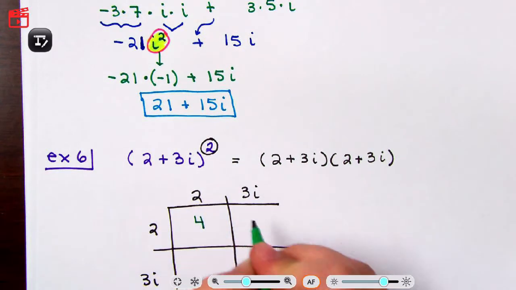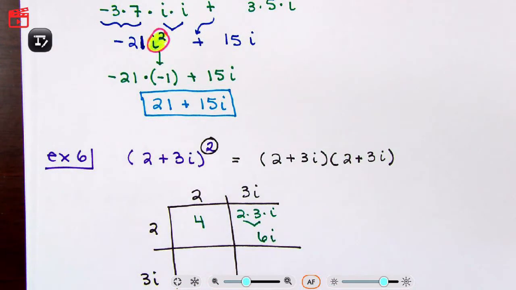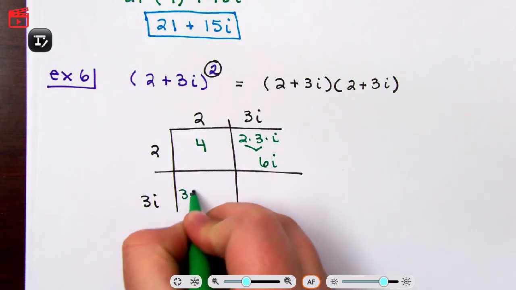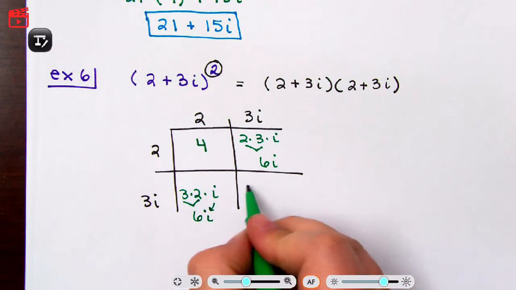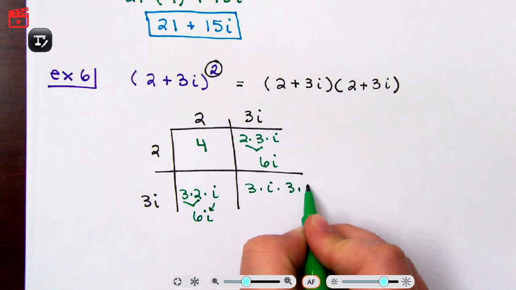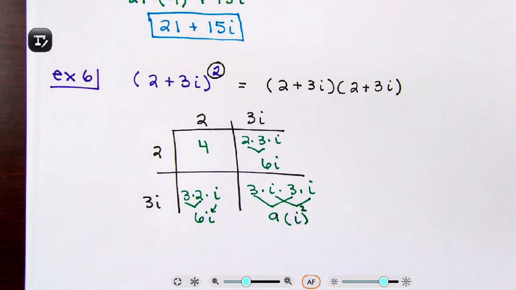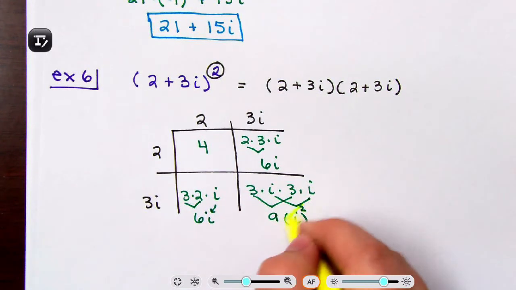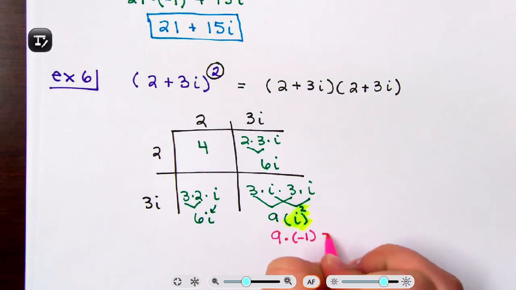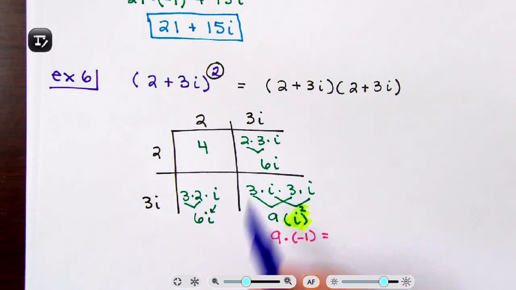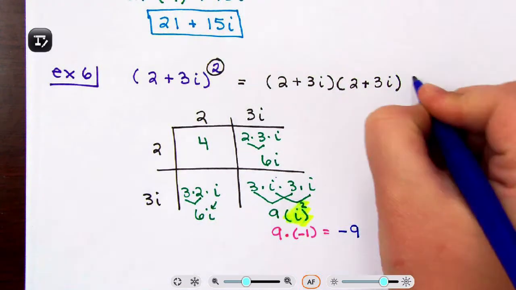2 times 2 is 4. 2 times 3 times i, that is 6i. Again, multiply the numbers together, multiply the i's together. 3 times 2 times i, once again, multiply the numbers together, multiply the i's together. And then we have 3 times i times 3 times i. So that means 3 and 3 is 9. i and i is i squared. We know what i squared is. i squared is equal to a negative 1. So you have 9 times negative 1, which means that the answer for this box right here only is negative 9.